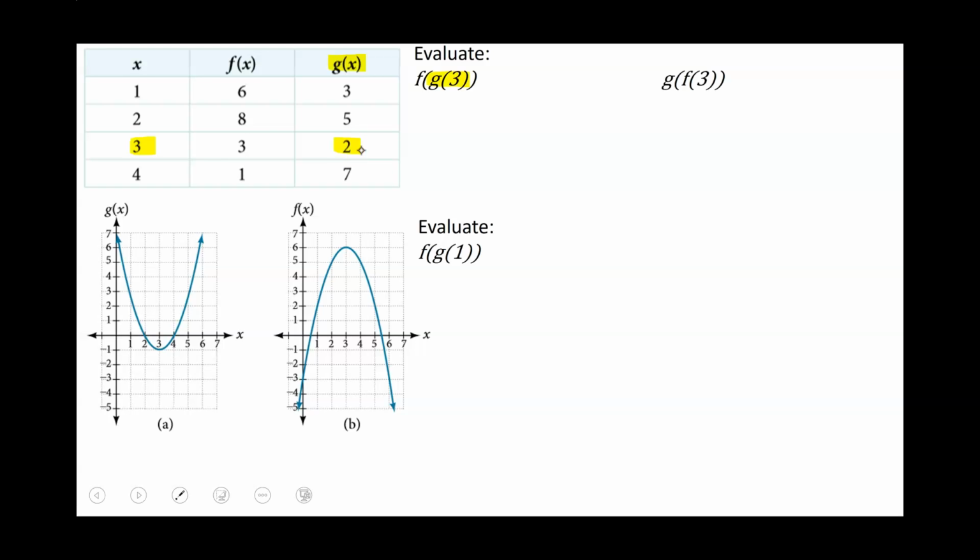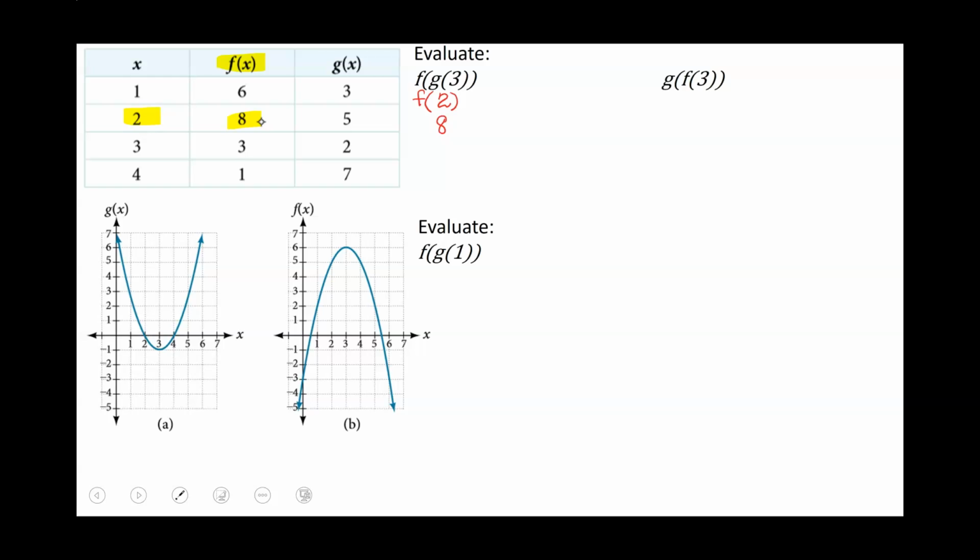So if g of 3 equals 2, I can replace g of 3 with 2. Now I have f of 2. So that tells me to plug 2 in for x. So I'll go back to my x column, and this time I'll put in 2, and I'll be looking at the f of x. So if x is equal to 2, then f of x is equal to 8. So I'll replace f of 2 with 8, and that will be my composition.